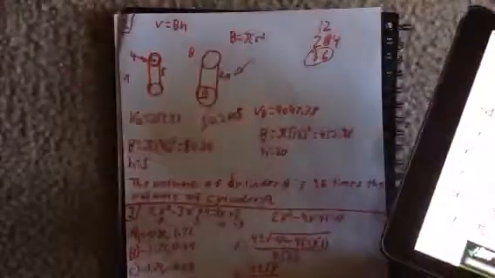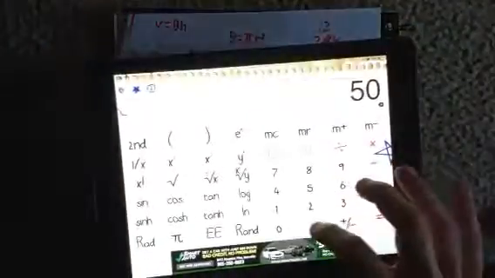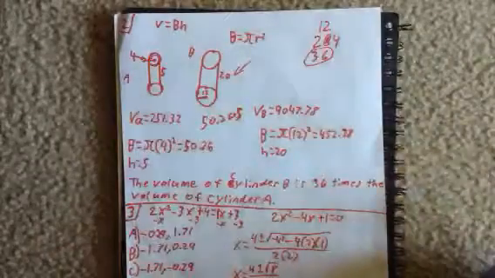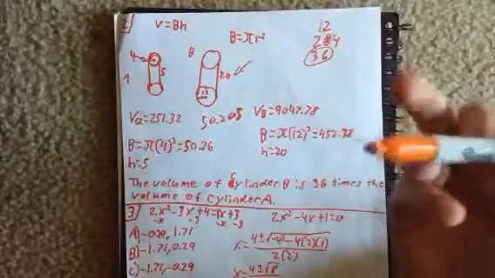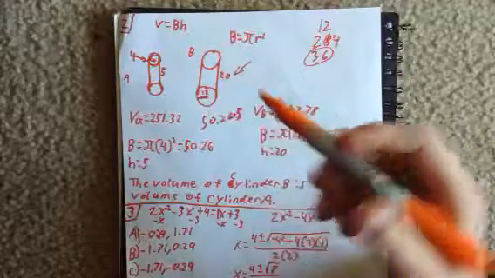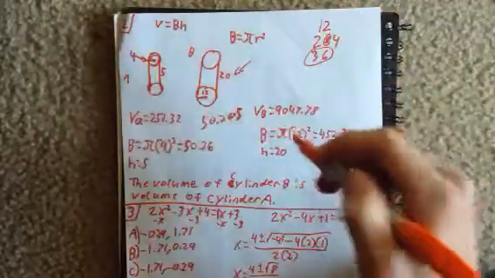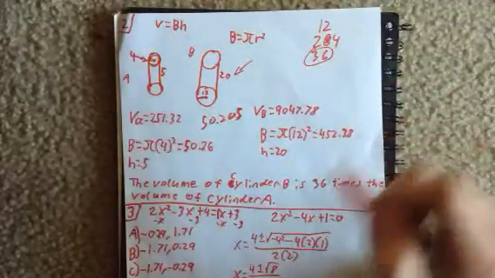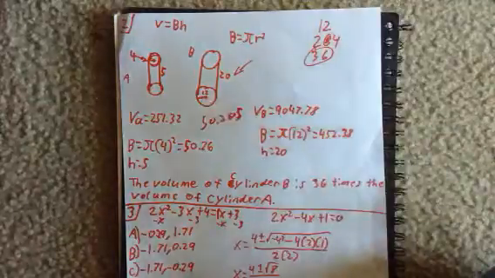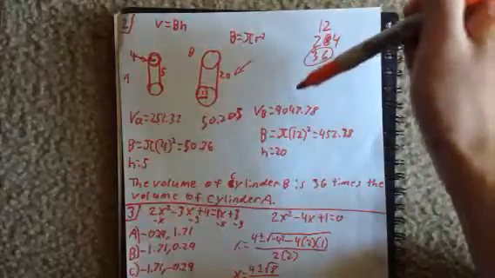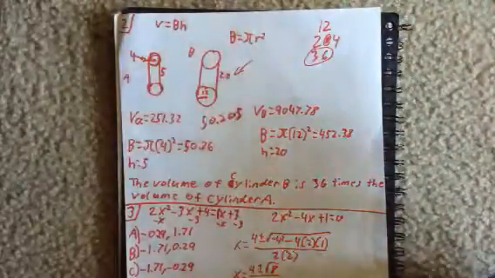Let me prove that real quick with my fancy calculator. 50.26 times 5, 251.3. So the volume for cylinder A is 251.3. Now we need to find the volume of cylinder B. So 12 squared equals 144 times pi equals 452.38 times 20, and we get 9,047.78.